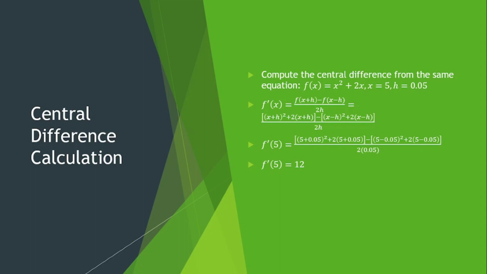Now, if you remember from the previous example, the real answer we got was 12, which means that this equation got the answer for this problem perfectly correct and obviously was more accurate than our forward difference. Now, this won't always be the case. It just so happens that the central difference got this answer perfectly, but it does highlight how much more accurate it is compared to forward difference.